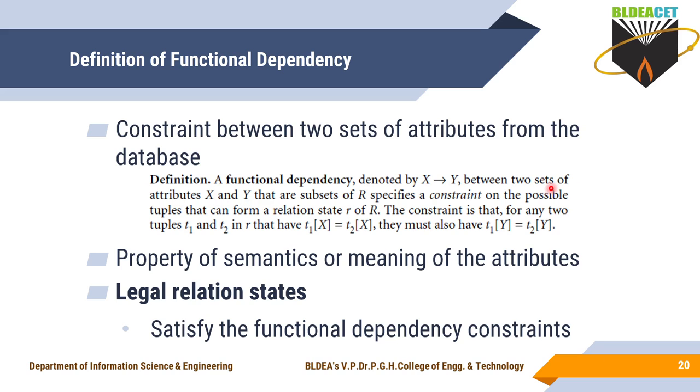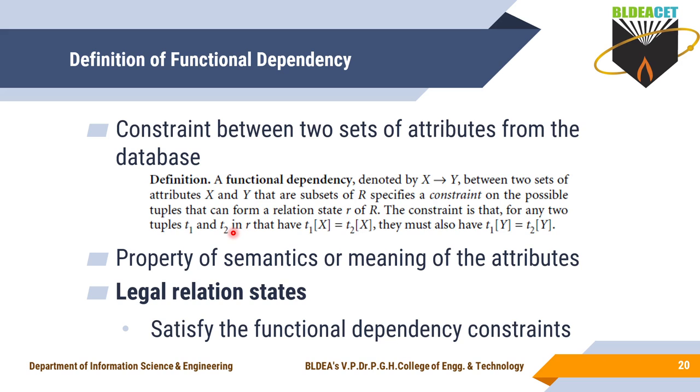X is one set of attributes and Y is another set of attributes that are subsets of R. R is a relation, and here you are specifying the constraints on the relational state r of R. Relational state means at present, all the instances you have in that relation are in a valid state. Then you take that as the relation state, small r, as a relational instance of capital R, your relation.